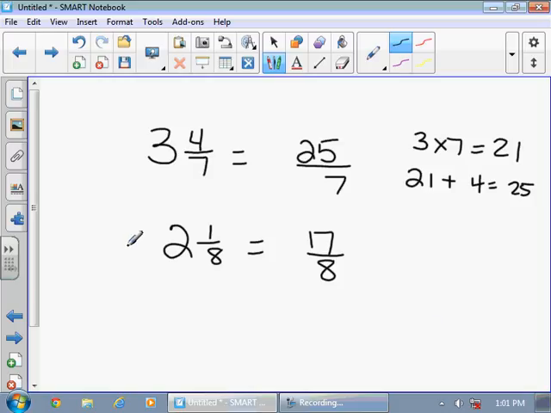Okay. He took 2 and multiplied those by the denominator, so he had 2 times 8, right? And he got 16. Then he's going to take this 16, and he's going to add this numerator, which was 1. And that gave him 17. Okay? 17 over 8.